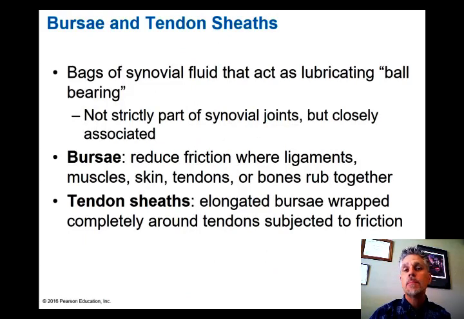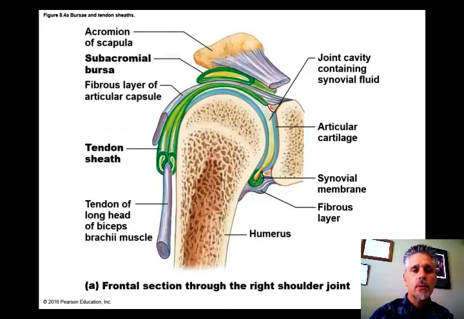Now there are some specialized synovial bags as well, or bags of synovial fluid. These are called bursae, or individual ones called a bursa, and tendon sheaths. So these ones are not necessarily right between a joint. We can see a synovial joint right here, but look over here. So you see these green structures here?